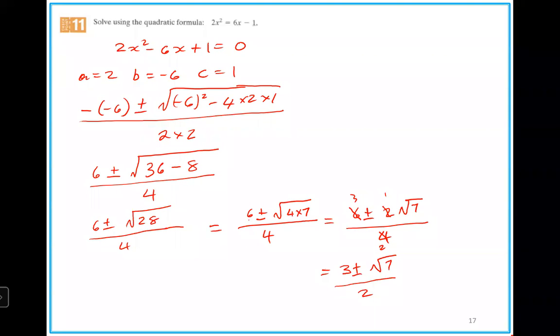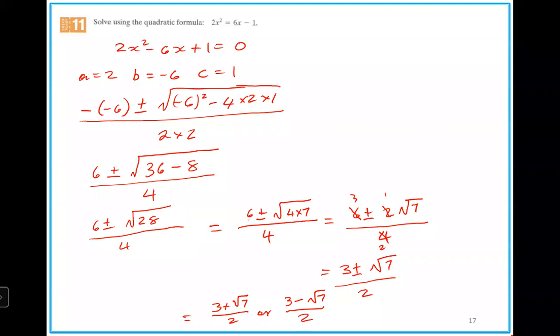All right. So if you want to, you could always rewrite it as 3 plus square root 7 over 2, or 3 minus square root 7 over 2. Those are the two possible answers. So it's either that or that.